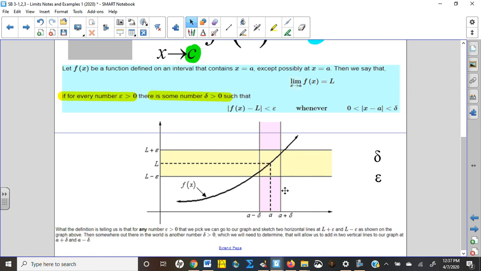So the picture kind of illustrates what's happening. Your epsilon is a difference in y values. It's either epsilon up or epsilon down, right?